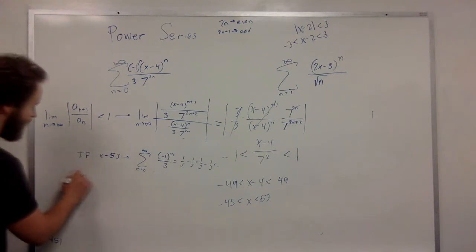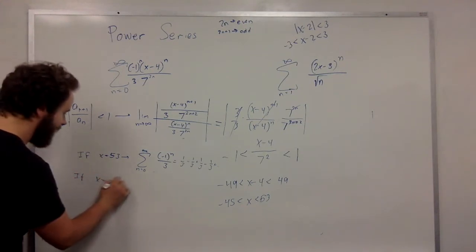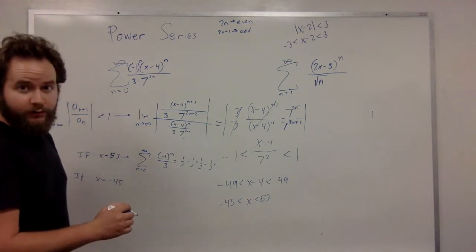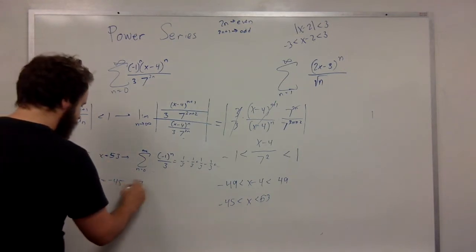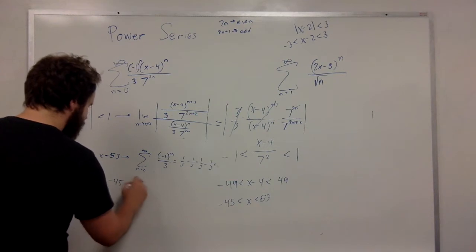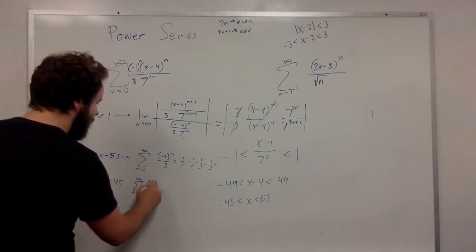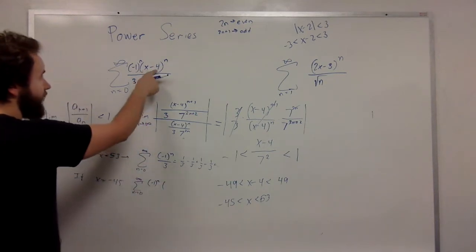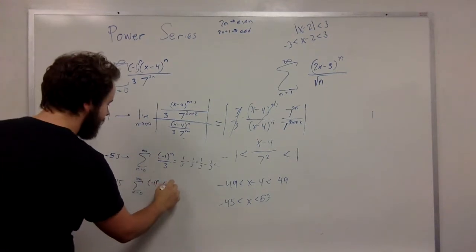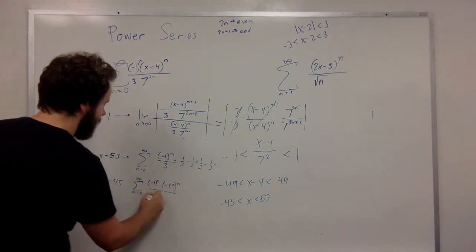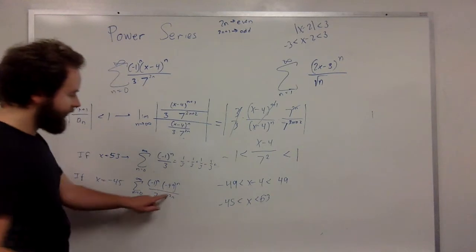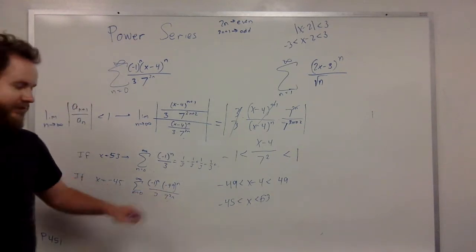We also have to check x equals negative 45. If I plug in negative 45, I get negative 1 to the n times negative 45 minus 4, which is negative 49 to the n, over 3 times 7 to the 2n. How do these guys cancel? How do negative 49 to the n and 7 to the 2n cancel?